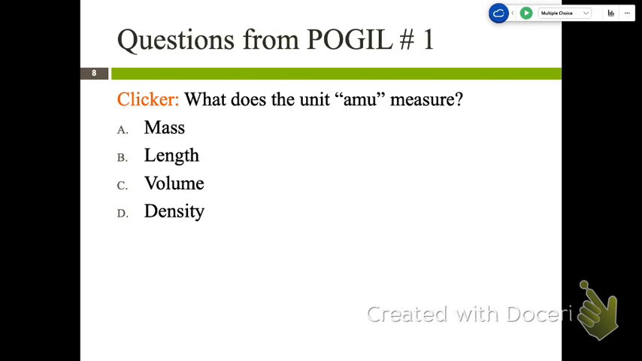All right, how about a volunteer? What does AMU stand for? Atomic mass unit. So from that, I agree with the majority of you that AMU is a measurement of mass. What are some other measurements of mass that we're more familiar with?